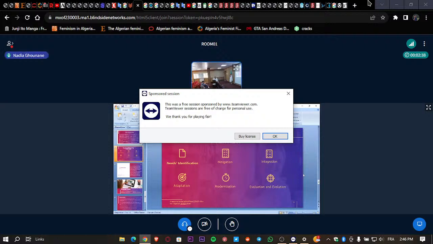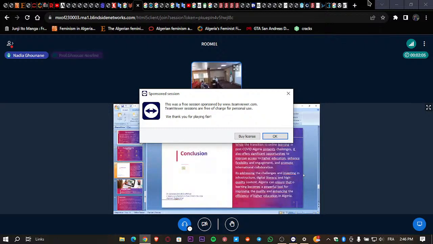Then we move to the integration part, which has to be contextual and also affordable. Adaptation is very important, and then working to update and modernize the e-learning situation has to be a focal point. And then continuous summative and formative evaluation and assessment, which will lead us to an evolutionary developed e-learning in the Algerian context. And thank you very much, and I appreciate your remarks and comments.